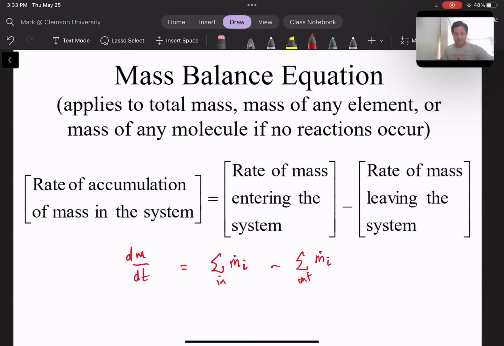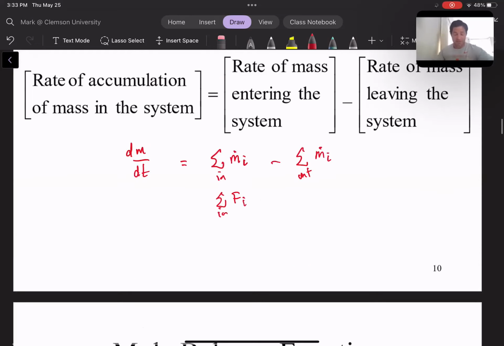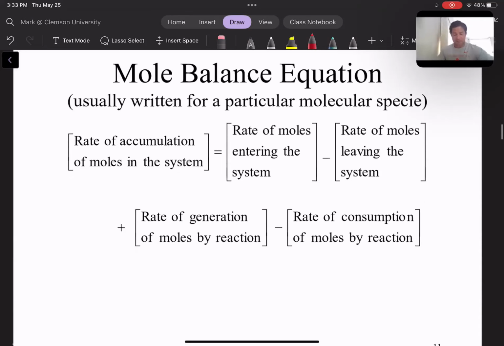There are various ways that we can write these types of systems. Sometimes this could be written as F, a flow rate. And again, it's just important to know what terms the author of the sources you're looking at is using to represent the different types of flow rates. So mass balance is a little bit straightforward.